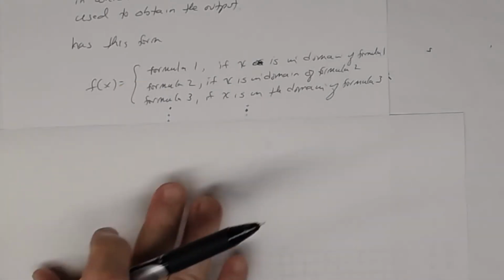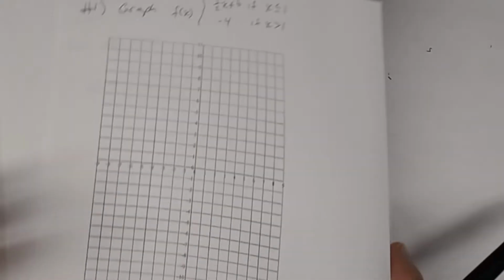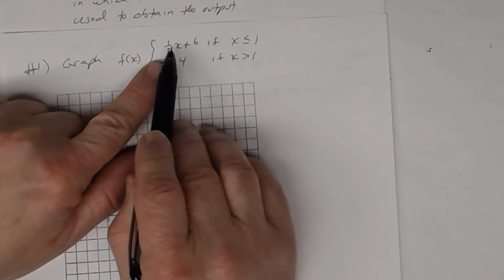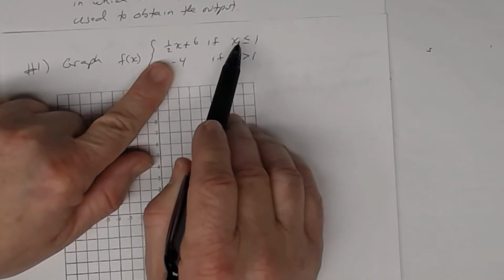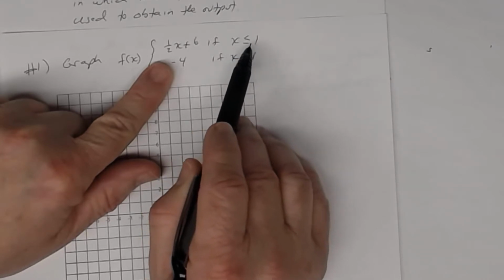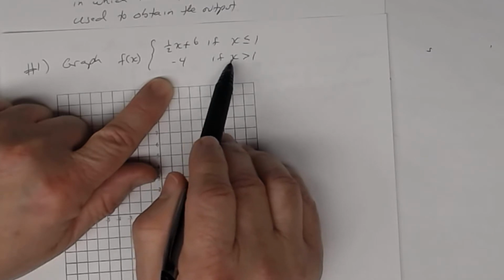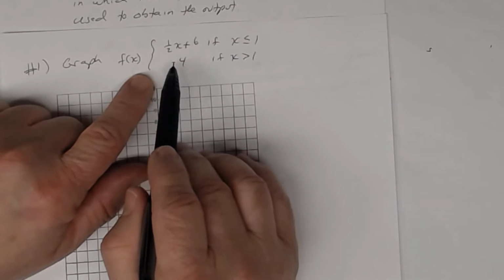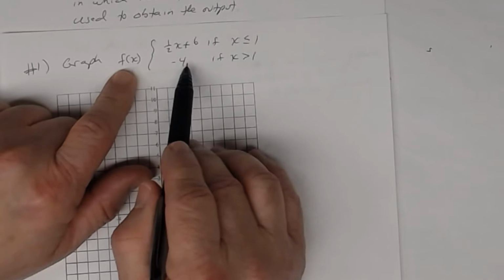Before we go further, let me show you an example. All right, so this is a piecewise function. Notice you have this formula, which has this domain, and the domain is any real number that's less than or equal to 1. And then you have this formula, which is defined when x is greater than 1. So this function has two pieces, two parts, this piece and this piece.